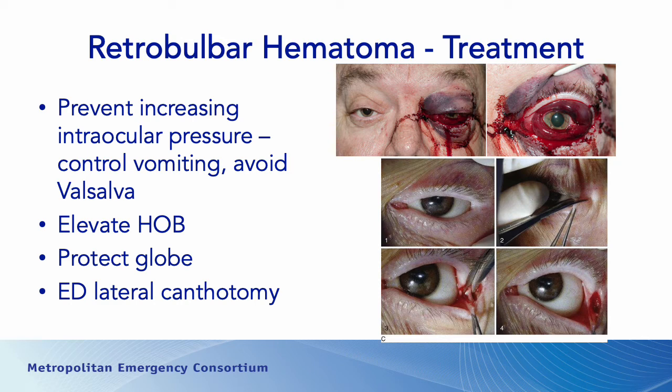Well, we're going to try to do anything that reduces or prevents increasing intraocular pressure. So we need to control vomiting and avoid Valsalva maneuvers. Elevating the head of the bed is good because it keeps the head up. Gravity helps reduce some of that pressure, keeps the swelling down. We need to protect the globe. In the emergency department, we may do something called a lateral canthotomy.